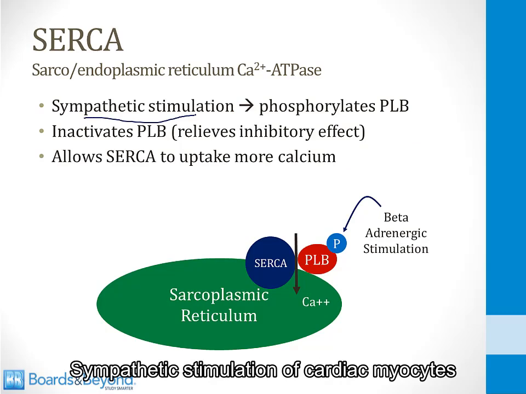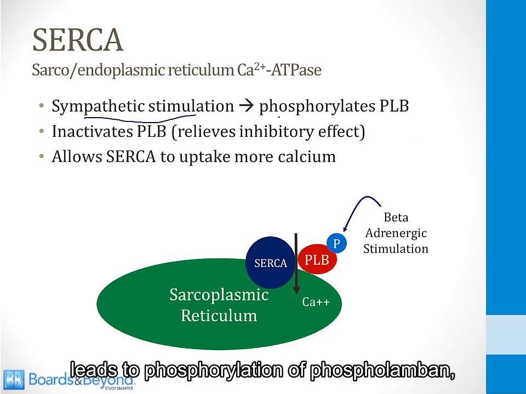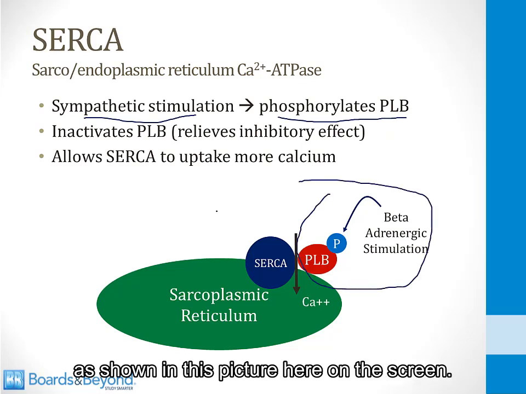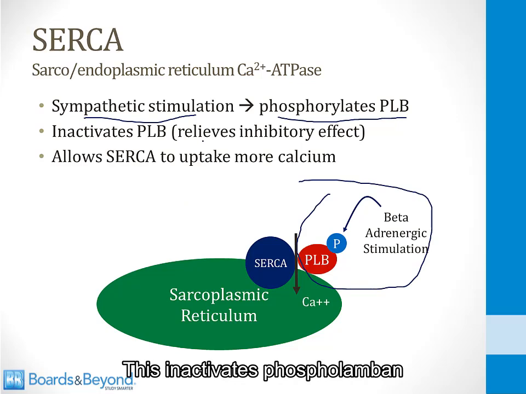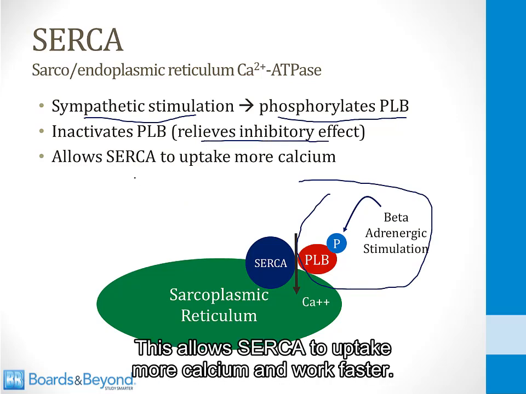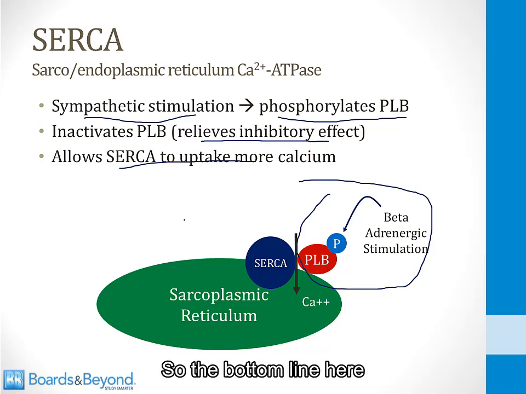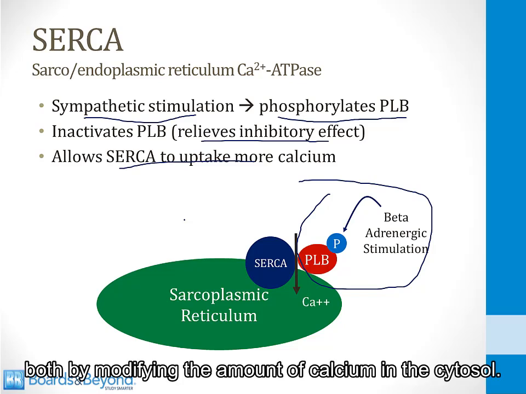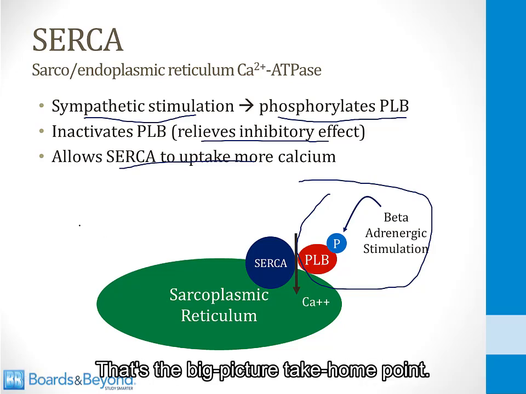Sympathetic stimulation of cardiac myocytes leads to phosphorylation of phospholamban, as shown in this picture here on the screen. This inactivates phospholamban and relieves the inhibitory effect. This allows SERCA to uptake more calcium and work faster. So the bottom line here is that the sympathetic nervous system can increase both contractility and relaxation in the heart, both by modifying the amount of calcium in the cytosol. That's the big picture take-home point.